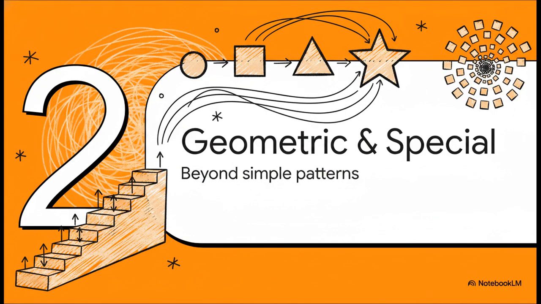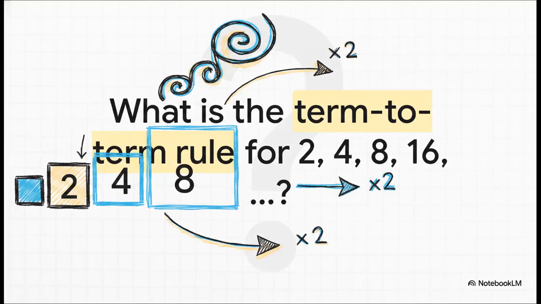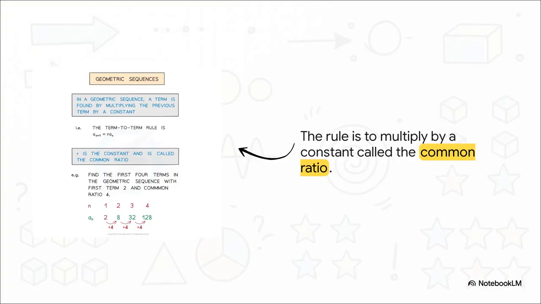Time to level up. We're now moving into patterns that don't just take steps, they take leaps. These sequences grow in much more exciting ways. So for question 5, check out this sequence: 2, 4, 8, 16. We're clearly not just adding the same number over and over again, are we? So what's going on here? The answer is you multiply by 2.